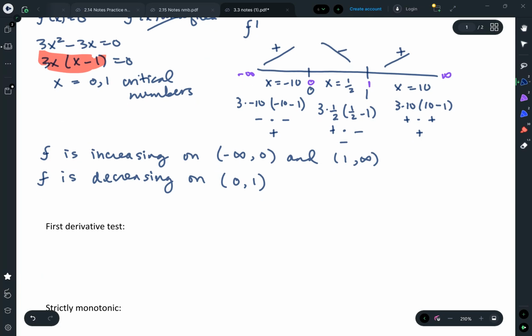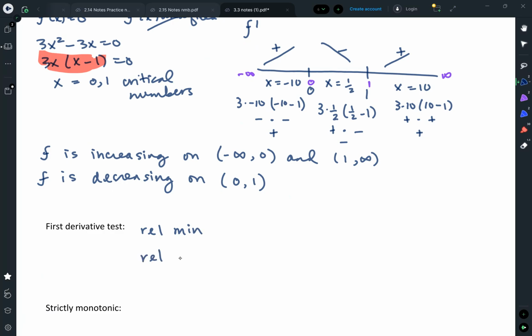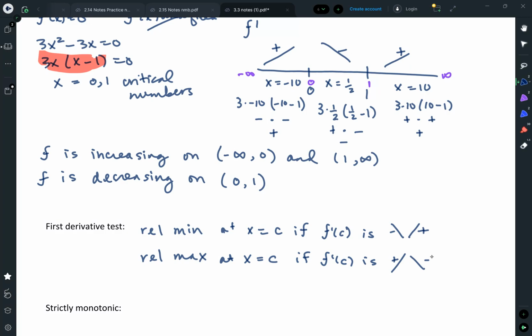First derivative test, that was a relative min or a relative max. We already know this. Relative minimum at x equals c if f prime of c, we have a minimum if first it's negative and then it's positive. It looks like a minimum, right? And then we have a relative maximum at x equals c if f prime of c is positive and then negative. And this is with c in the middle. So to the left of c it's positive, to the right of c it's negative.